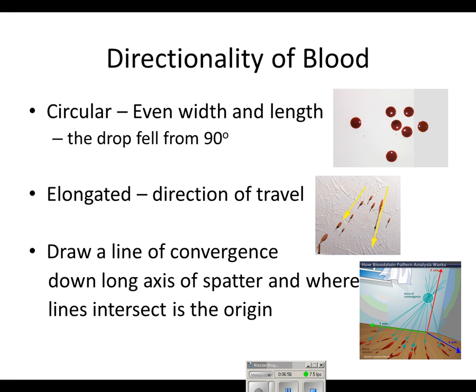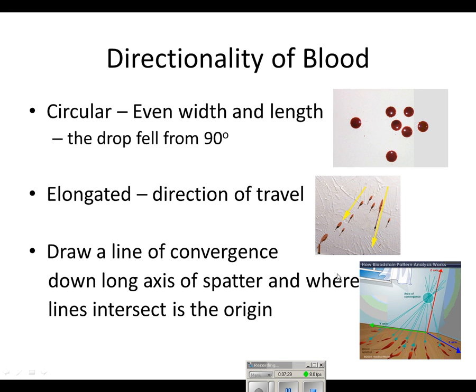So we get directionality by looking at the blood droplet shape. So if it's circular, we know that it came from a 90-degree angle. And then we can, of course, figure out the angle by measuring the length and the width and hitting arc sine. If it's elongated, we can figure out the direction of travel. So like I showed you before, the exclamation points or these splashes will show us that the victim was over here and the blood was traveling outward this way, the direction of the arrows.